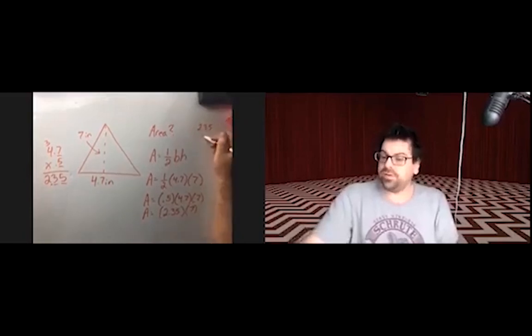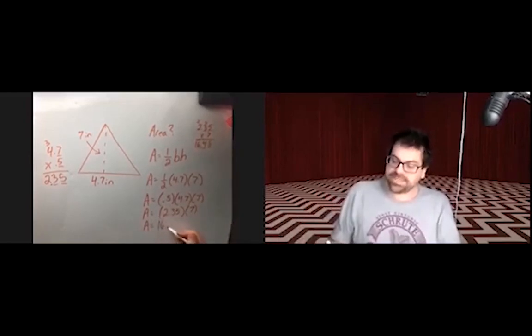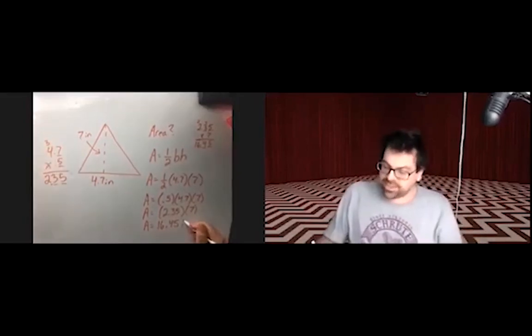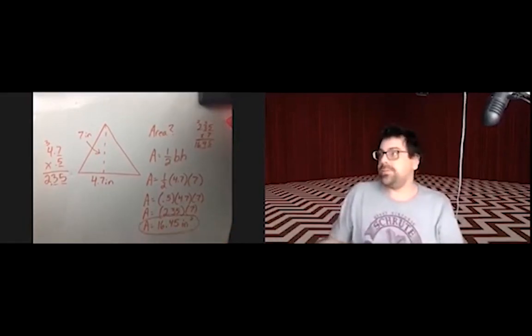2.35 times 7. 7 times 5 is 35. 7 times 3 is 21. Plus 3 is 24. Carry the 2. 7 times 2 is 14. Plus 2 is 16. 2 spaces past decimal points. The area would be 16.45. Since this was inches times inches, area is in inches squared, or square inches.